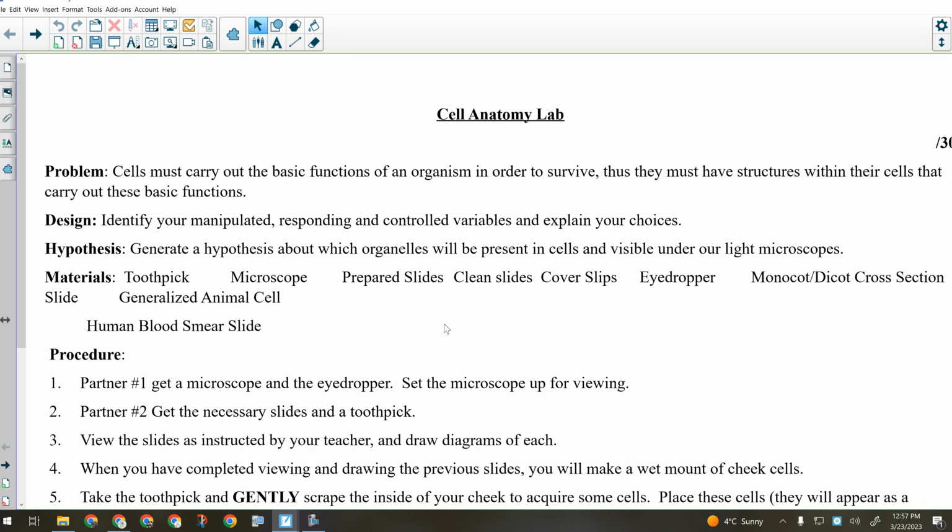So to that end, we are going to look at a typical plant cell, a typical animal cell, right? And I'll also have a human blood smear there, but it's not super important for you to look at it. It's just kind of there because everyone always asks about it after they look at the animal cell. So those are going to be our important slides.